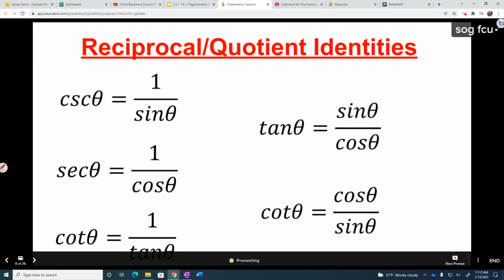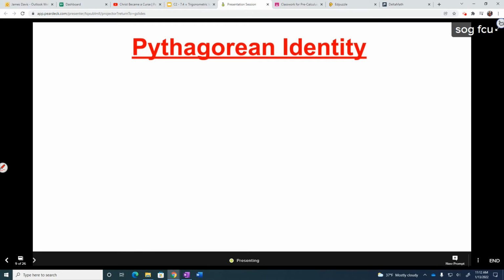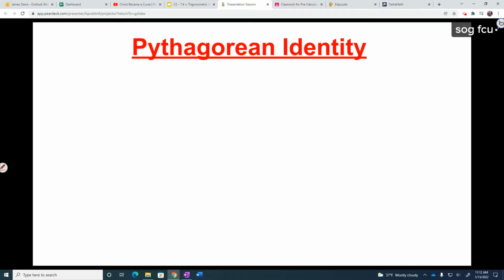So that's the goal, is to know this as well as you know your name. This next identity, I'm going to do a little proof of how this came to be. It's called the Pythagorean identity. You can choose to write this or not if you just want to watch. It's fine. But I'm just going to prove to you how we came up with this, and then we'll add it to our list too.